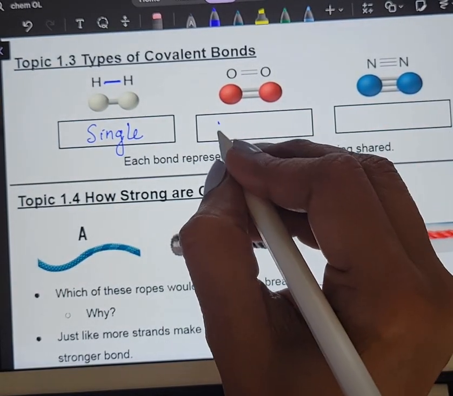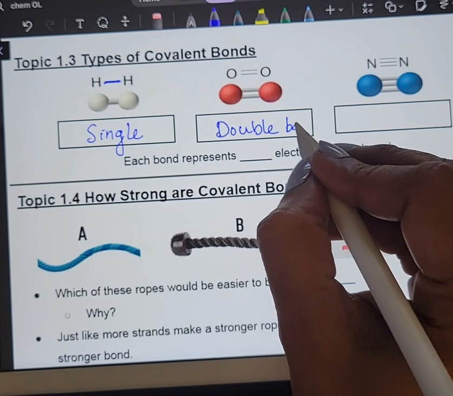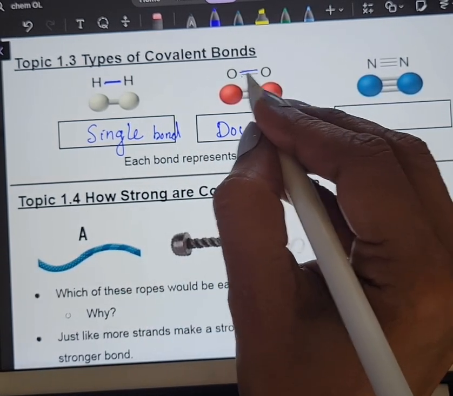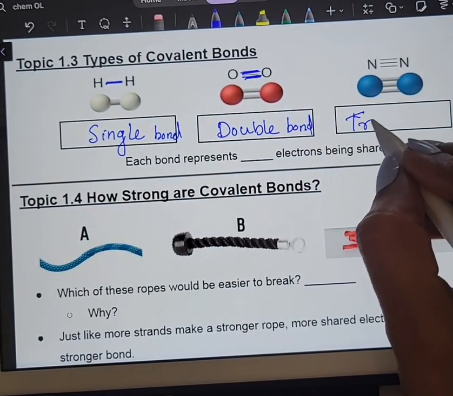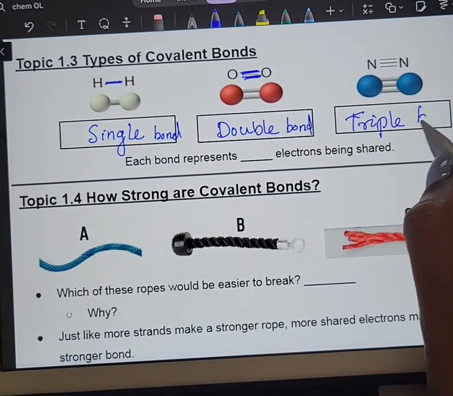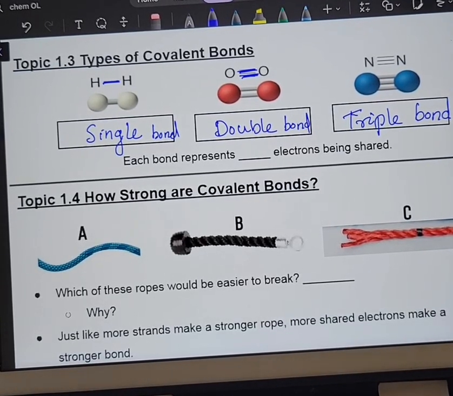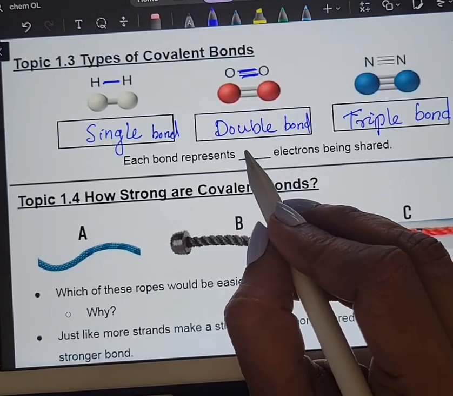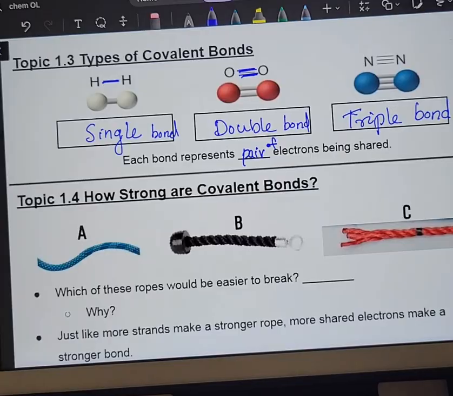If they are sharing two pairs, that is called a double bond. It is drawn with two lines. And if they are sharing three pairs, that is called what? A triple bond. Three lines. So the bond represents the pair of electrons, or number of electrons, being shared.